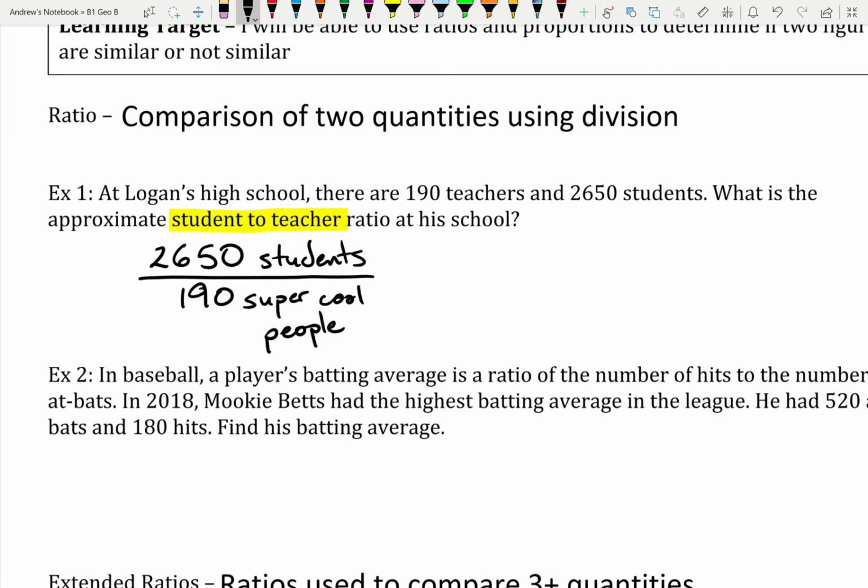So when we do this out, all we're doing is simplifying this fraction. 2,650 divided by 190 is not quite exactly this, but we're just going to roll with it. It's about the same thing as 14 over 1. So there's a 14 to 1 ratio of students to teachers. We can write it as 14 to 1. That's really what you're going to see when we're talking about ratios. For every 14 students, there is one teacher.